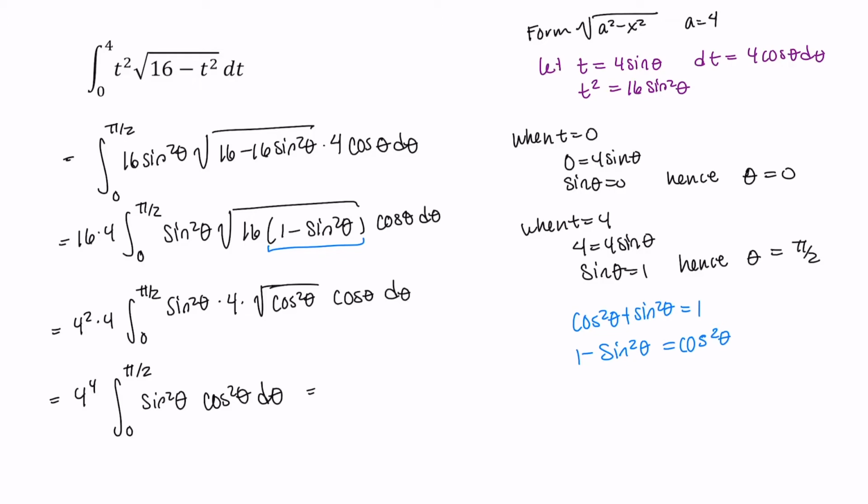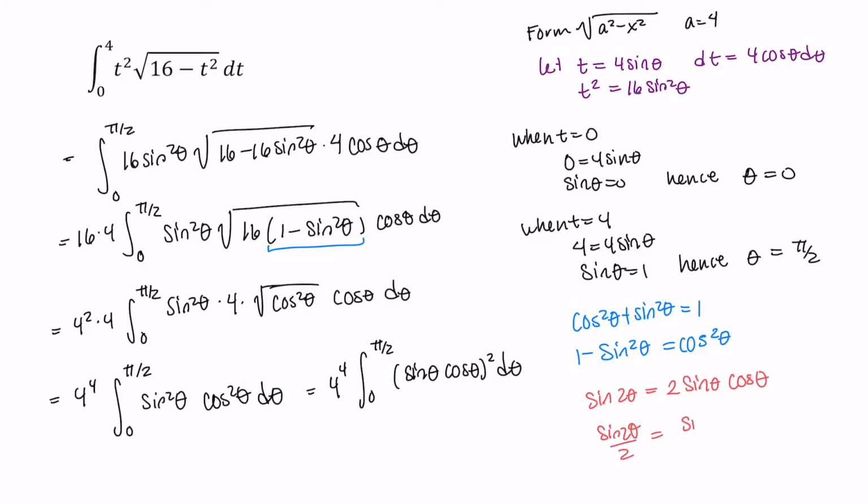Now let's rewrite this one more step, and you'll see why I'm doing this in a second. I'm going to rewrite this as sine theta times cosine theta, quantity squared, d theta. Now let's put on our trigonometry thinking caps again and recall this identity: sine 2 theta is equal to 2 sine theta cosine theta. And this looks really similar to what I have in here. So if I divide both sides by 2, I end up with sine 2 theta over 2 is equal to sine theta cosine theta. And now, of course, our quantity here is squared, so I need to square both sides.